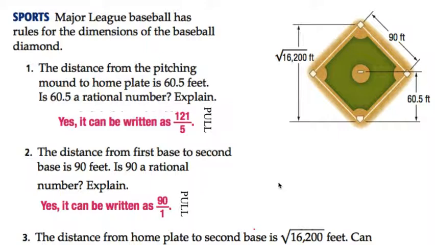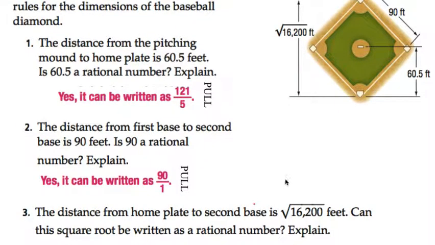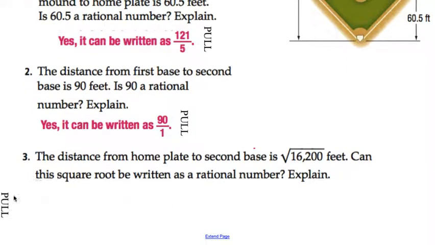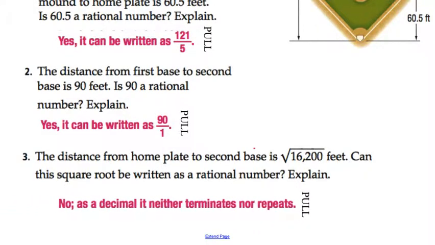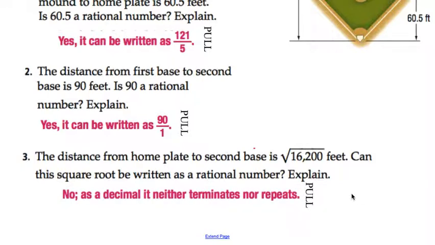And the last question says the distance from home plate to second base. So home plate, when the catcher is trying to throw somebody out and they're stealing from first to second, the distance right across there from home to second is the square root of 16,200 feet. Can that square root be written as a rational number? Well, if so, it has to be written as a fraction. But if you were to plug that in on your calculator, it is a decimal number, but it doesn't terminate, it doesn't stop, and it doesn't repeat. So remember, the only decimals that are rational are the ones that either terminate or repeat. So it is not a rational number.